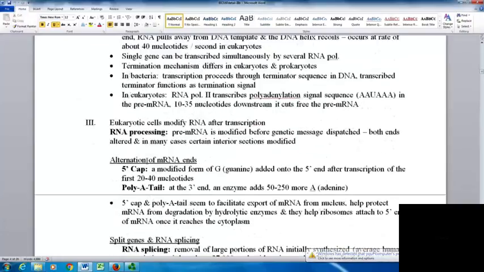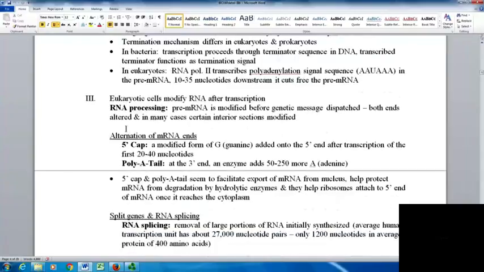Eukaryotic cells are going to process and modify the RNA after it's transcribed. So RNA processing is just when you take that pre-mRNA and modify it before the genetic message is actually dispatched. Both ends are altered, and in many cases some of the interior sections are also going to be modified.